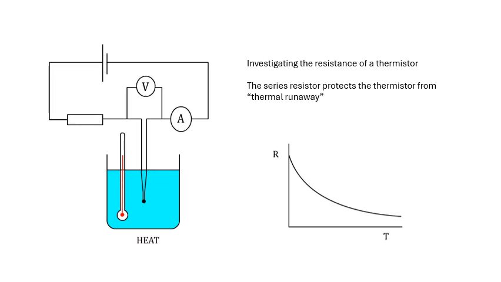Okay. If you do this, and your teacher should know that there should be a resistor in series, and that prevents something called thermal runaway. Basically, if it gets hotter, the resistance gets less, so the current gets bigger. So it gets hotter, so the resistance gets less, so the current gets bigger. So the current gets bigger and bigger and bigger, and then it melts.